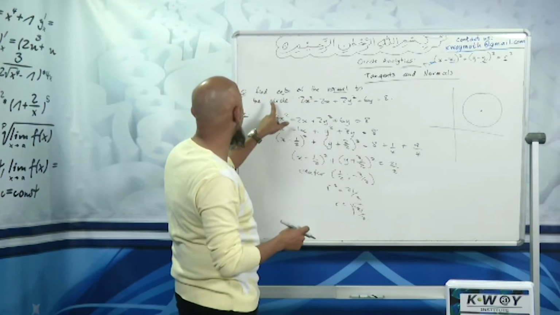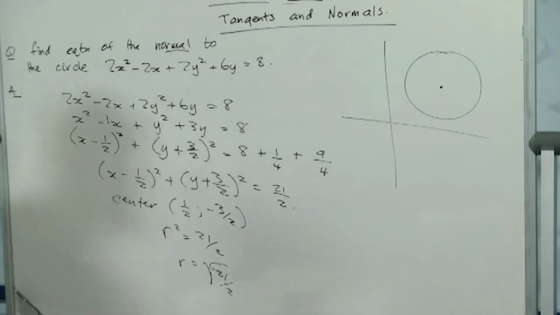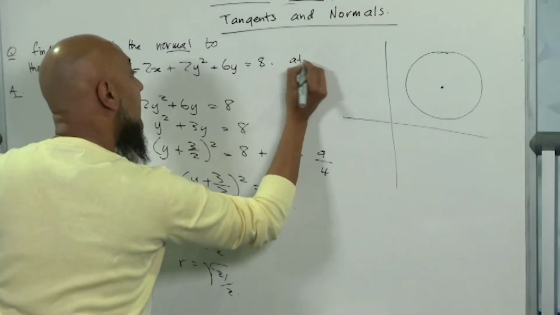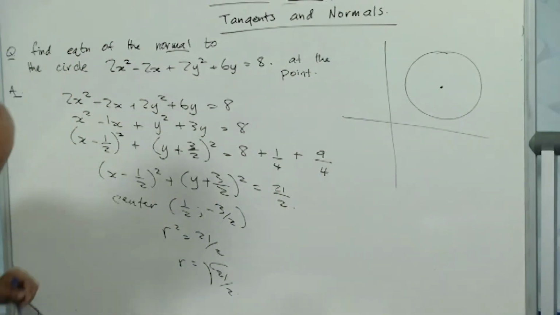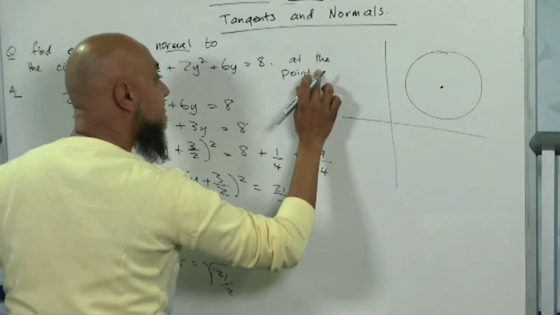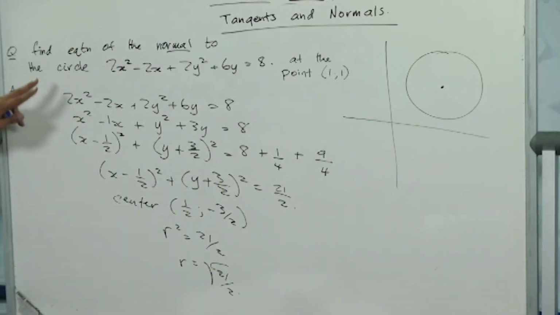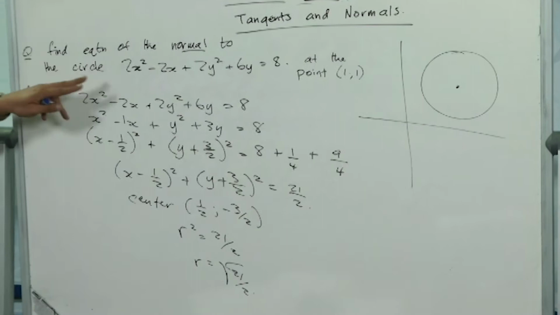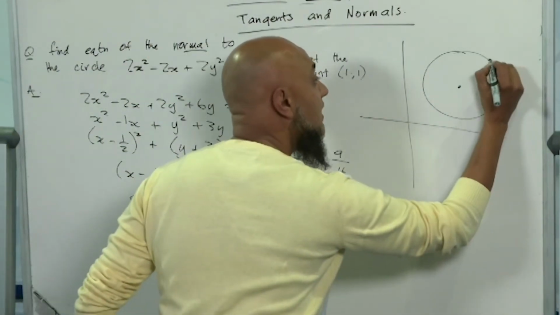And they said find the equation of the normal to the circle. That was the question at the point. I forgot to tell you, at the point, they give us a point, at the point 1 and 1. So just make the adjustment to that question. So the original question now says find the equation of the normal to that circle at the point 1 and 1. So now we've got a point here, 1 and 1.